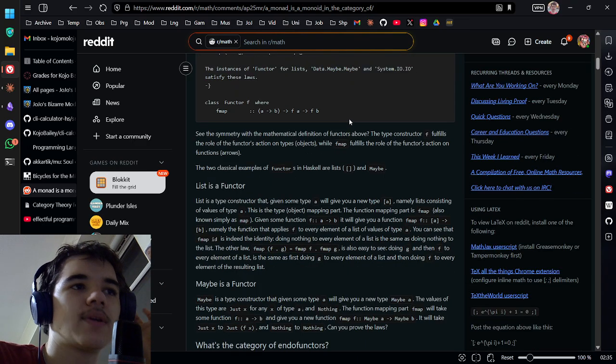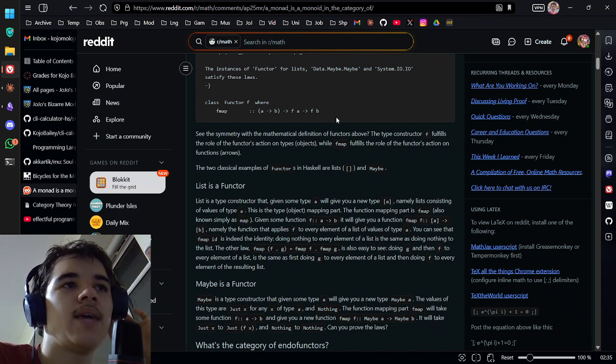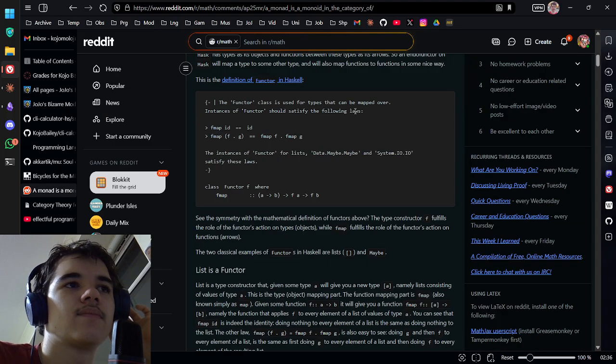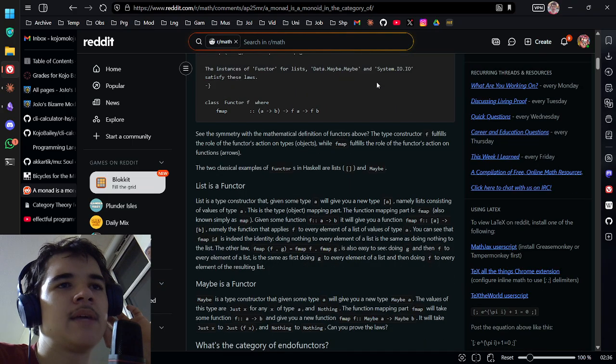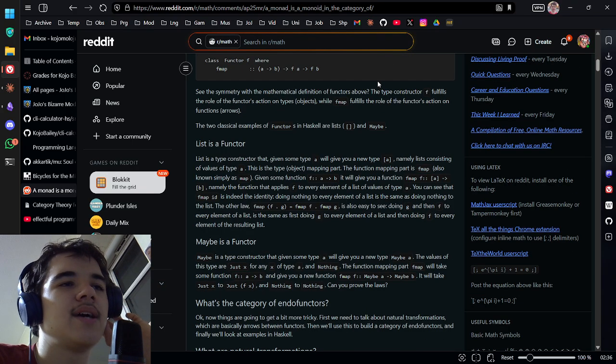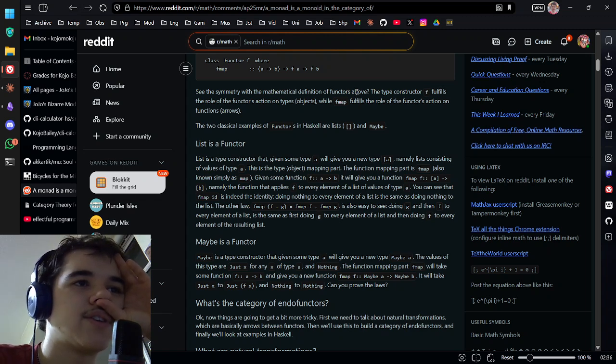List is a functor. List is a type constructor that, given some type A, will give you a type list of A. Yeah. Where's that defined, though? Namely, lists consisting of values of type A. This is the type object mapping part. The function mapping part is fmap, okay, map. Yeah, because map is used to map over lists. Given some function f from A to B, it gives you a function fmap f from list A to list B, namely, the function that applies f to every value in the list of type A. Yeah.